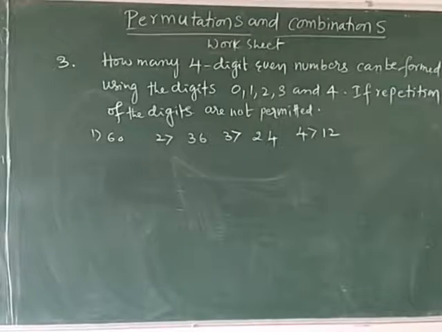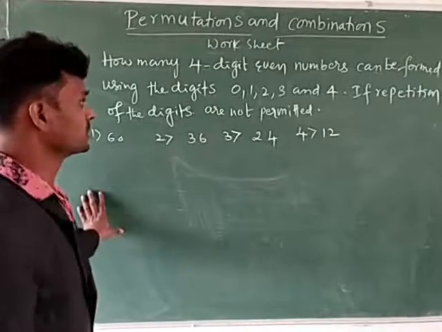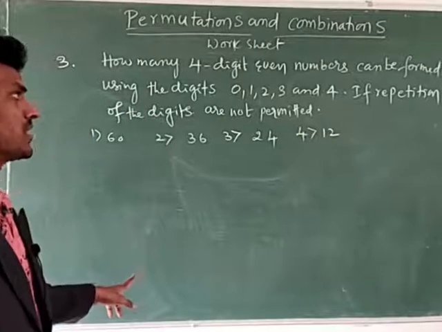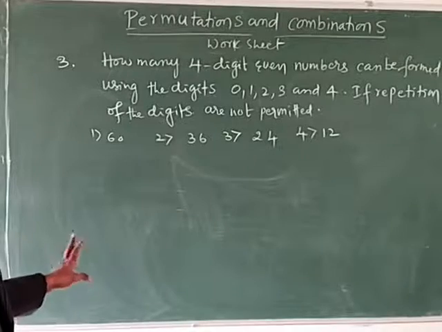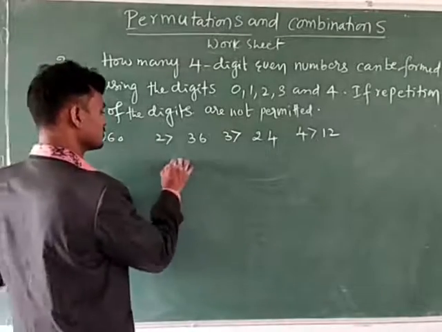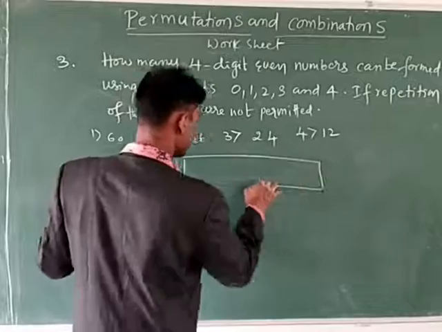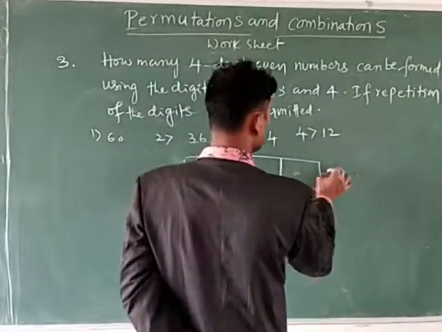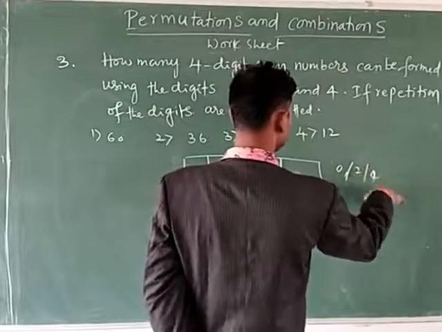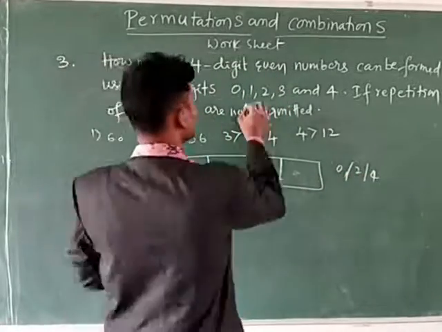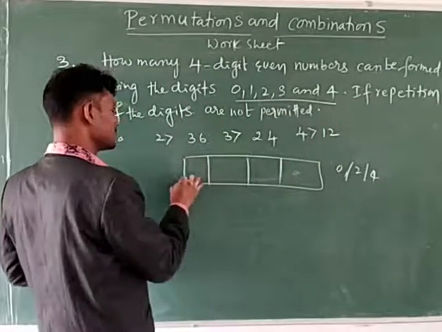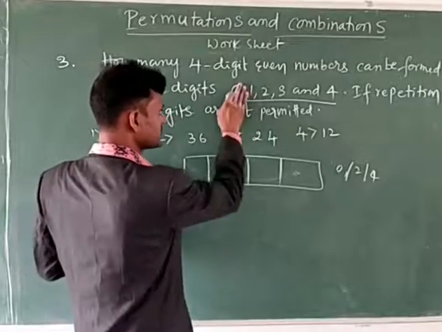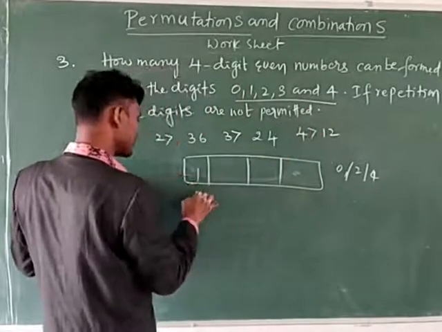Okay, next question, third one. How many 4-digit even numbers can be formed using the digits 0, 1, 2, 3 and 4 if repetition of the digits is not permitted? See here, 4-digit number, even number. Even number means the unit digit is either 0, 2 or 4. Total how many digits are there? 5 digits. For a 4-digit number, 0 is not possible at the start. So remaining how many digits are there? 4. We fill that in 4 ways.